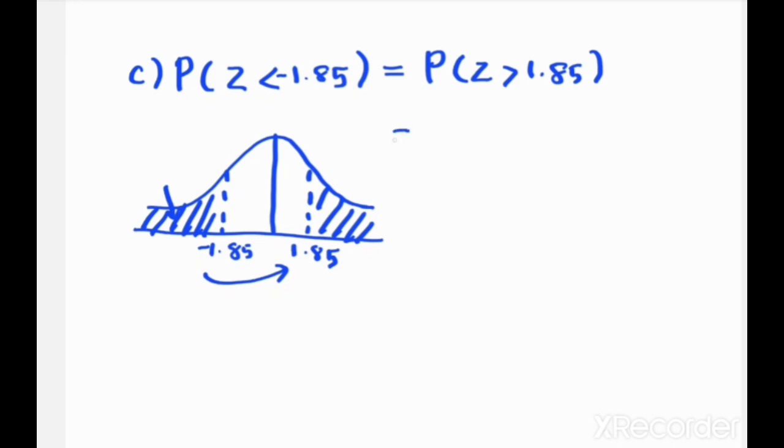When we read from the table, because we cannot read from the table if Z is negative and less than, we have to change to the positive side, so we get directly from the table 0.0322.